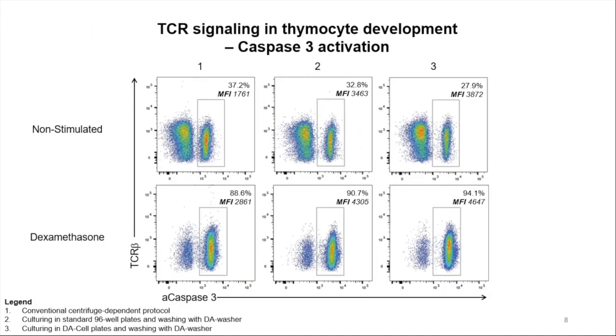So moving on to our results, comparing the results of our different protocols, they give relatively similar staining across the different samples. However, we do see higher MFI levels for the centrifugation independent protocols. So looking at columns 2 and 3, comparing them to the plots from column 1. In the non-stimulated samples, the active caspase-3 levels represent the background activation of caspase-3, while the dexamethasone treated samples are the positive controls for caspase-3 activation.